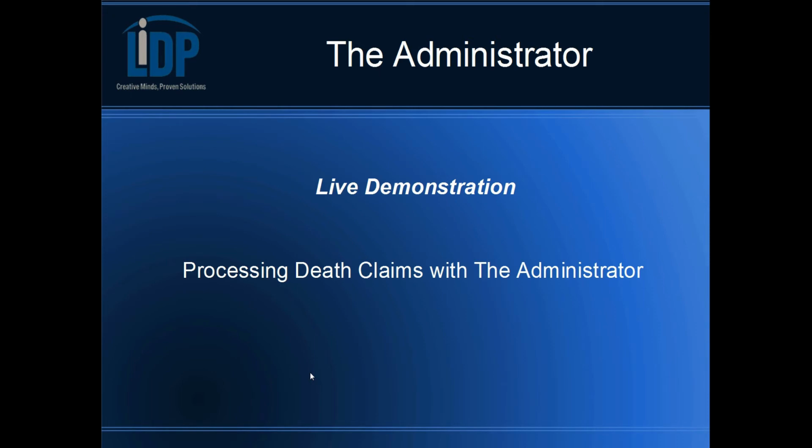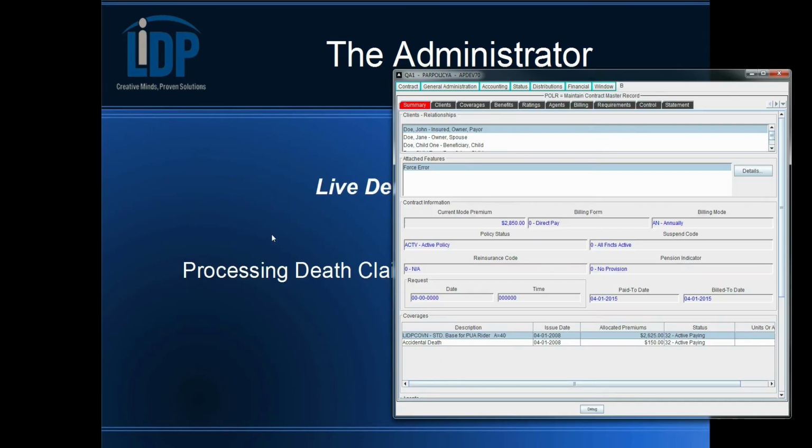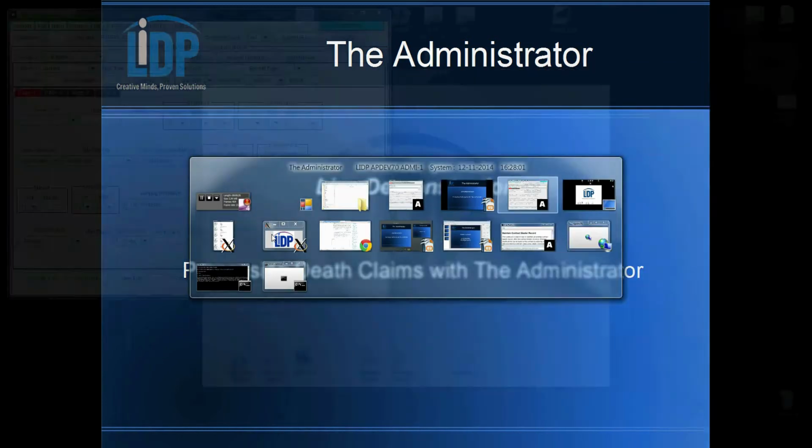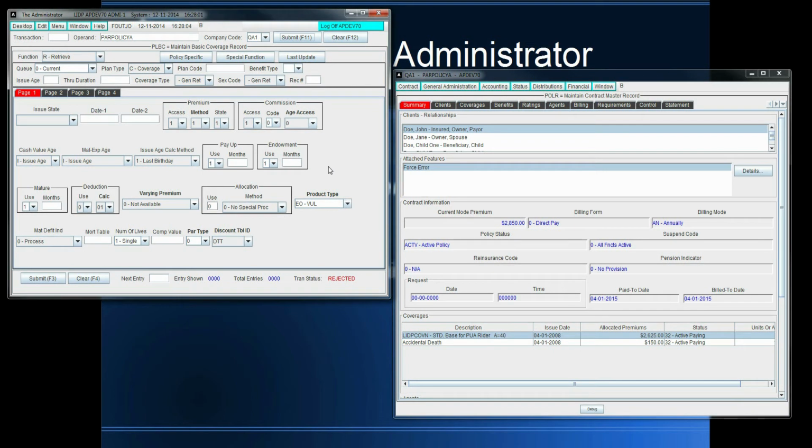I am here today to show you a simple live demonstration of how death claims are processed on the administrator using a life insurance contract. I have set up a simple insurance contract with not a lot of bells and whistles on it, but just for the purposes of this demonstration, I've set up this contract as a whole life policy with dividends being used to purchase paid up additions.